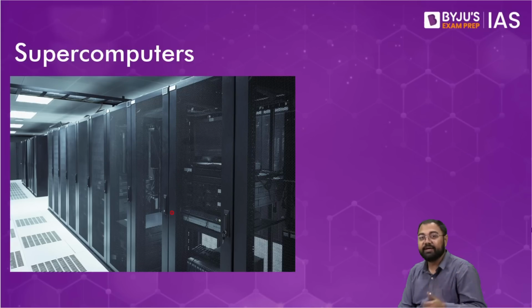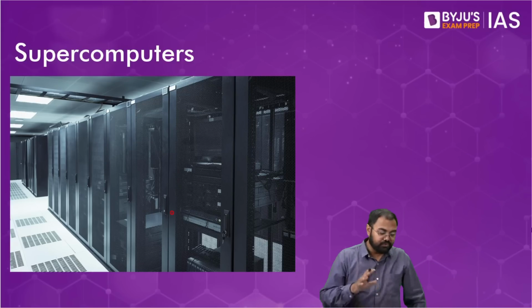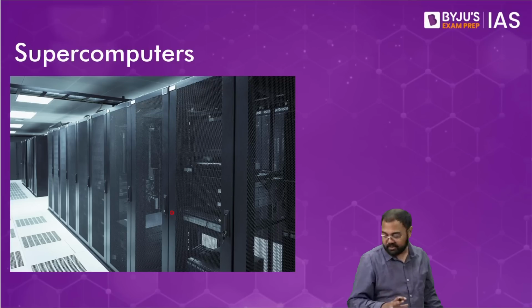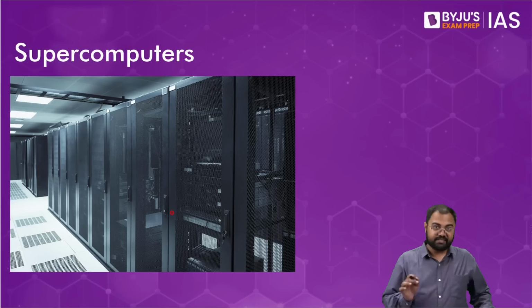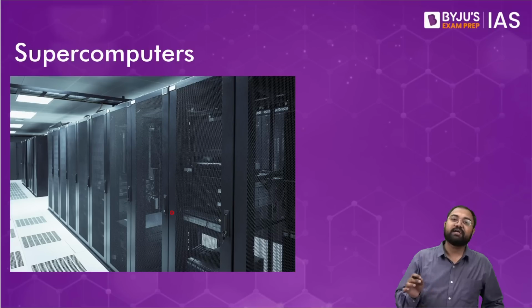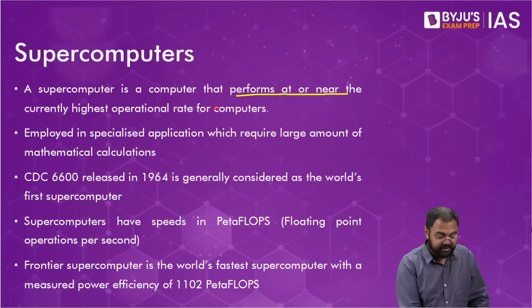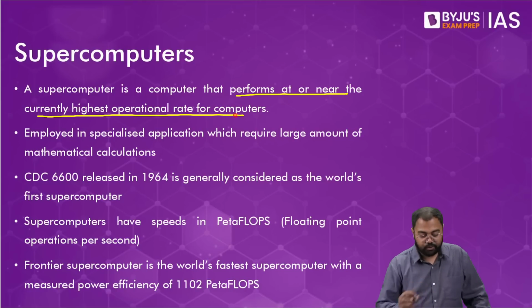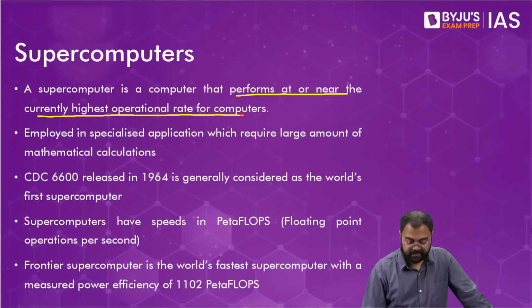And right now, in a manner, you can say that these are computers that are working at the fastest speed possible for a computer. These work at the fastest speeds possible currently for any given computer. So that is what we have as a supercomputer: a computer that performs at or near the current highest operational rates for computers. Now, in this particular scenario, what we are also saying is that it is a special purpose computer.